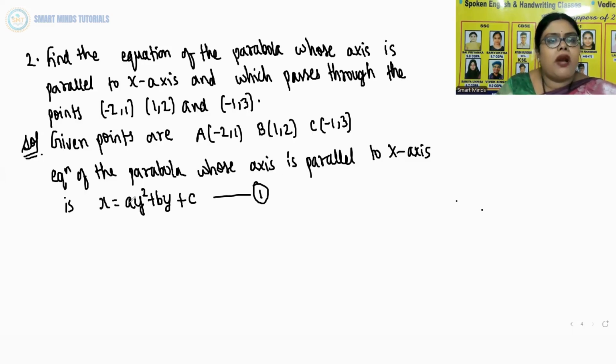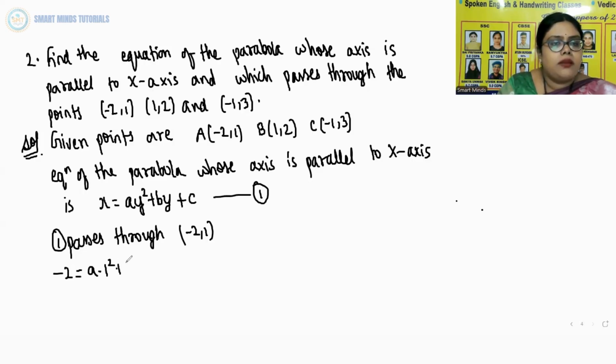Okay. Now we will pass equation number 1 through these 3 points. So equation number 1 passes through minus 2 comma 1. So in the place of x you put minus 2 and in the place of y you put 1. So minus 2 is equal to a into 1 square plus b into 1 plus c. So you get a plus b plus c is equal to minus 2. This is equation number 2.